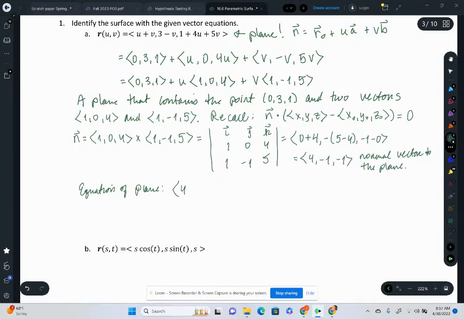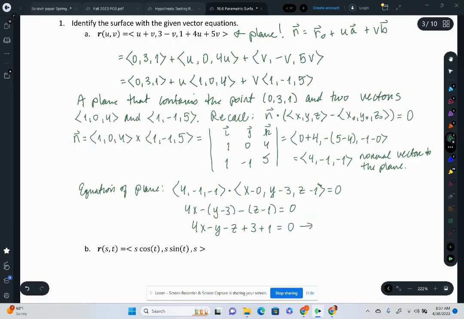We've got our normal vector, 4, negative 1, negative 1, dotted with r minus r naught gives us x minus 0, y minus 3, and z minus 1. This is set equal to 0. Doing the dot product, I get 4x minus in quantity y minus 3, minus in quantity z minus 1 is equal to 0. This becomes 4x minus y minus z plus 3 plus 1 is equal to 0. And finally, we have 4x minus y minus z is equal to negative 4.